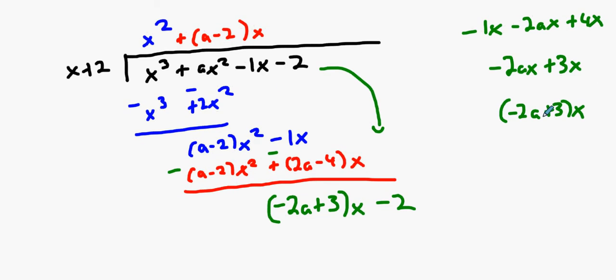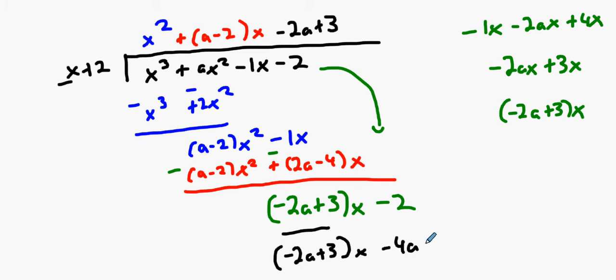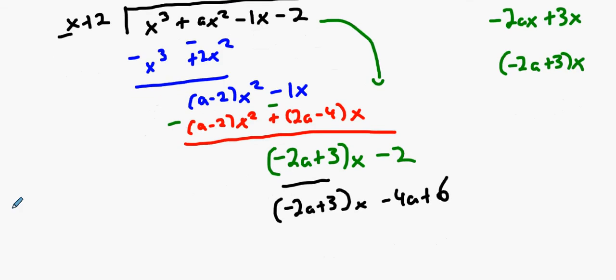Now, what happens now is I have to find out how many times x goes into this thing here. Well, looking for me, it just goes in minus 2a plus 3. Multiply it out and you get minus 2a plus 3 times x. Multiply that with 2, and you get minus 4a plus 6. Subtract everything. That becomes a minus all that, becomes a plus 4a and a minus 6.